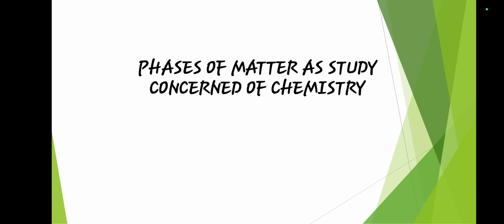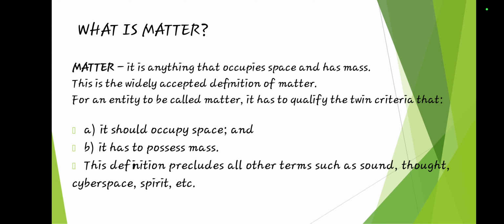So next slide, let's now move on to the phases of matter, a study and concern of chemistry. Here it's very understandable and easy to comprehend. Why? Because it is just the phases of matter. Starting with, what is matter? As I've said a while ago, paulit-ulit, when we say matter, it is anything that occupies space and has a mass. So here, if we're trying to figure out the space and the mass, it has its qualifications and criteria. What are those?